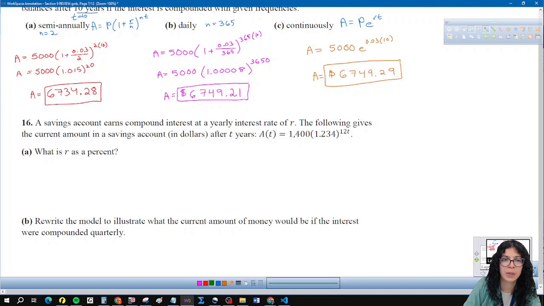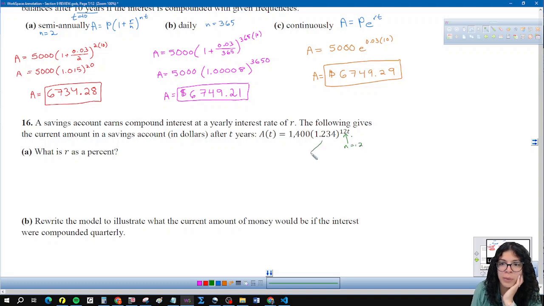So a savings account earns compound interest at a yearly interest rate R. The following gives the current amount in the savings account after T years. Okay, what is R as a percent? So they're asking us for the rate as a percent. Notice here that N is 12.